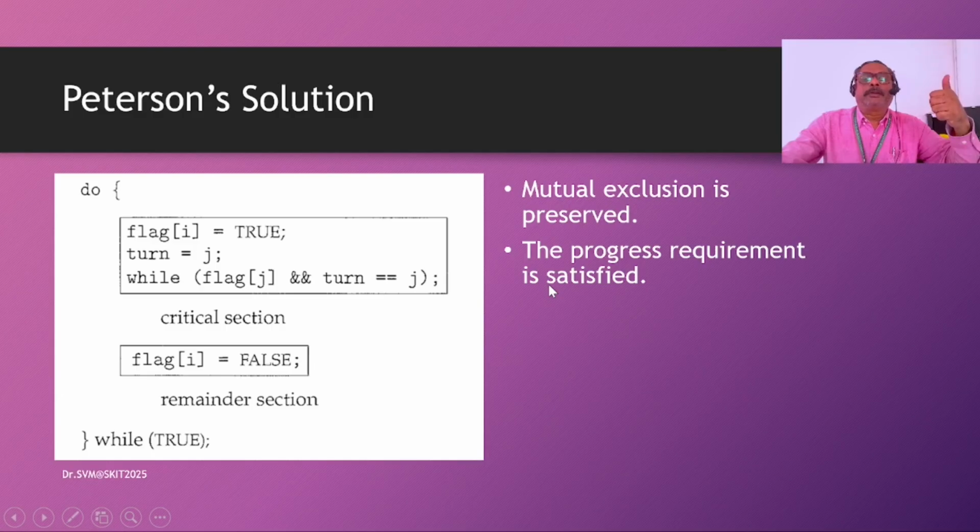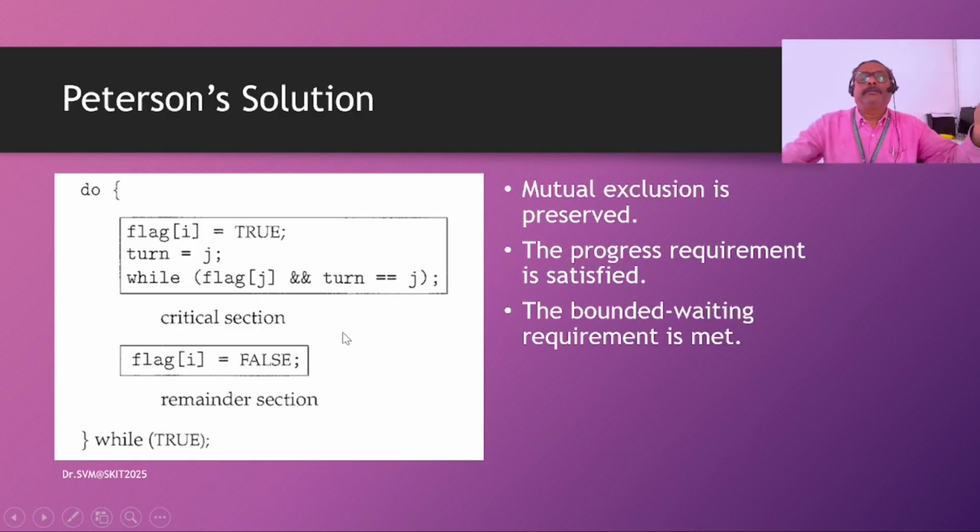Then the progress requirement is satisfied, because other processes are not participating in deciding who should go into the critical section next. Only the processes who are interested in entering the critical section are voting for it. There are two processes waiting to enter the critical section. Then I says let J go, J says let I go. So cooperatively they are doing it. Therefore there is definitely progress.